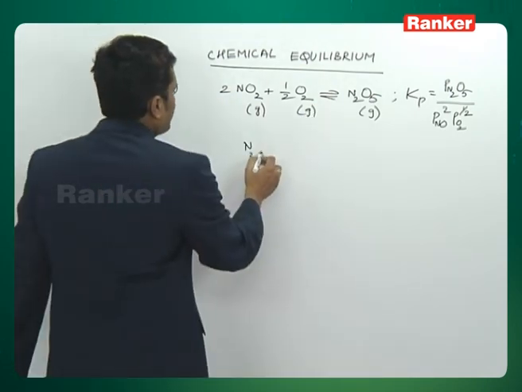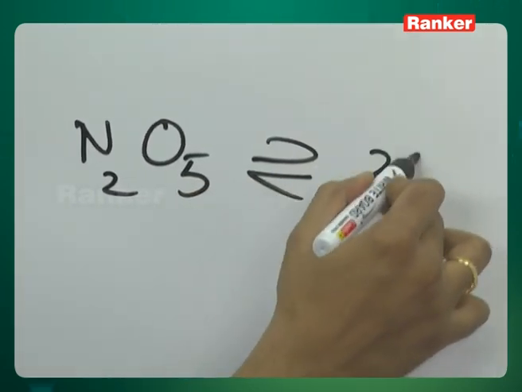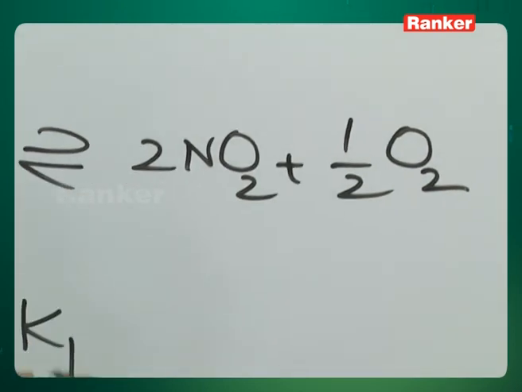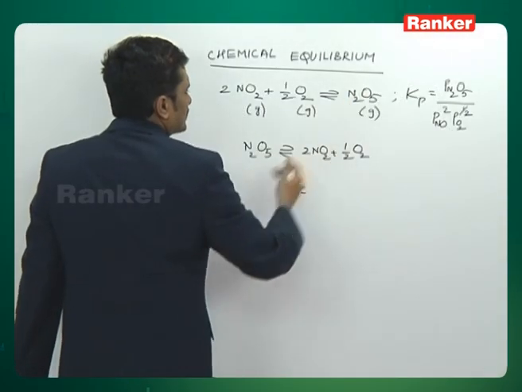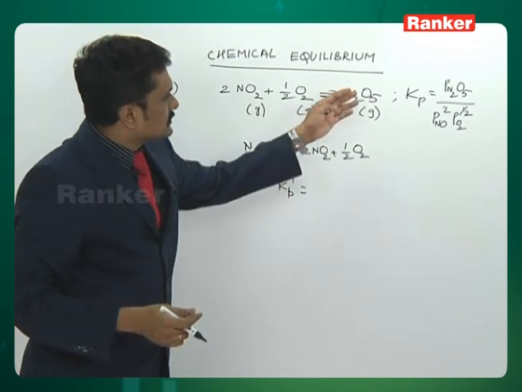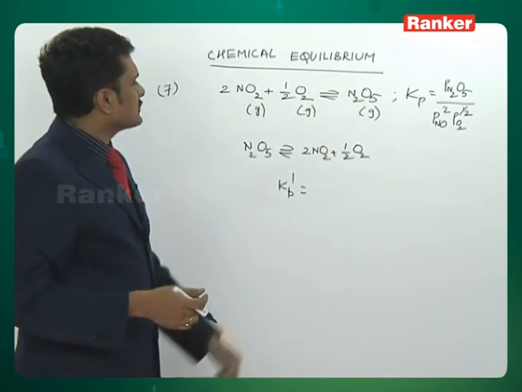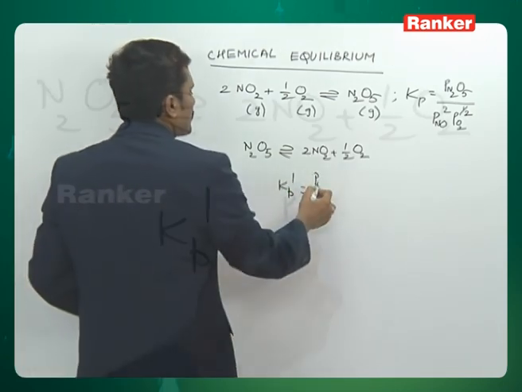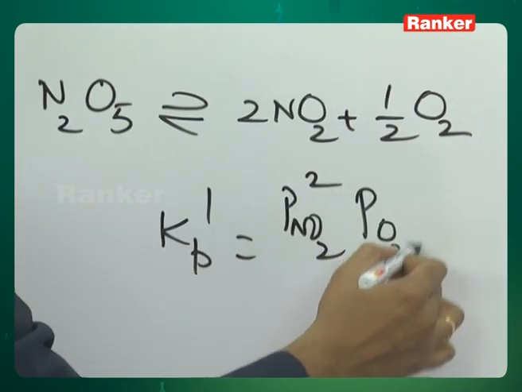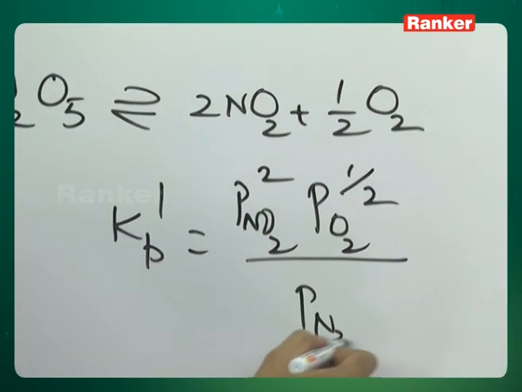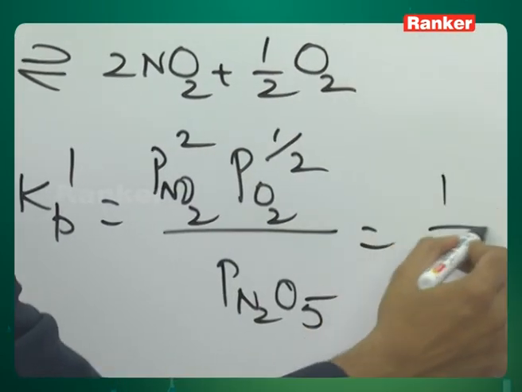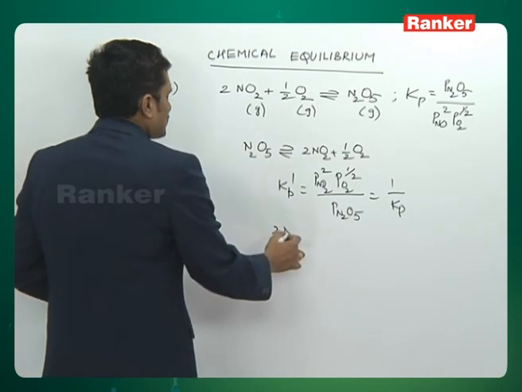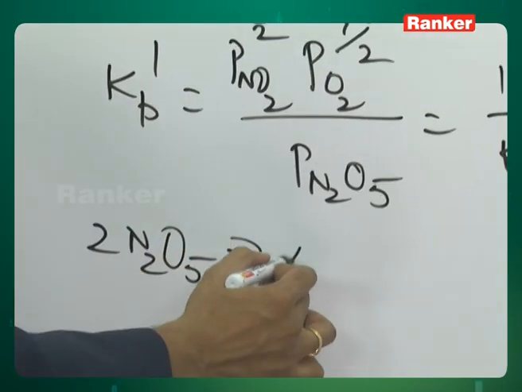So, when I do that, the equilibrium constant Kp dash will become exactly the reciprocal, or the inverse, of the previous one. You can see here the numerator is going to become the denominator, because when I write Kp, it is going to be partial pressure of NO2 square into partial pressure of O2 whole power 1 by 2 divided by partial pressure of N2O5, which is nothing but the inverse of this. Now we have been asked to find the equilibrium constant for another equation with 2 moles of N2O5 being involved.